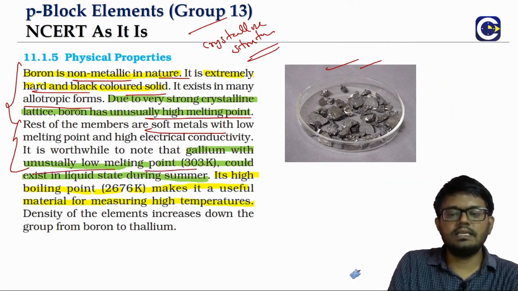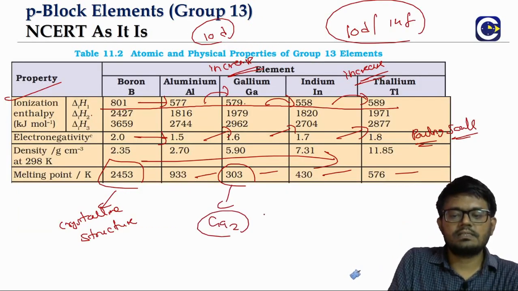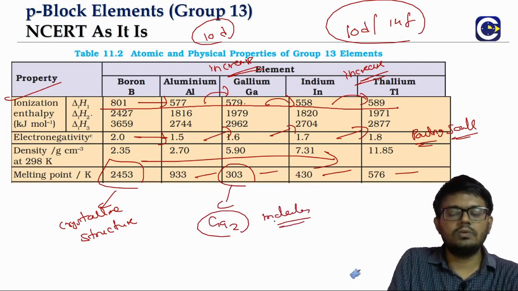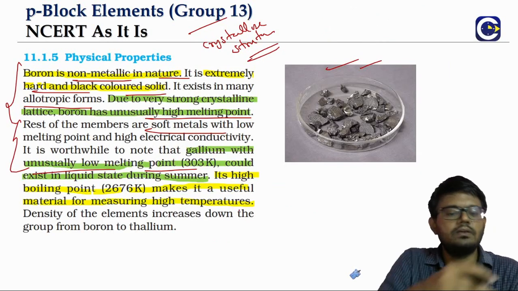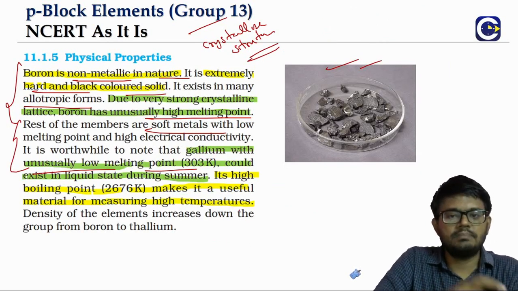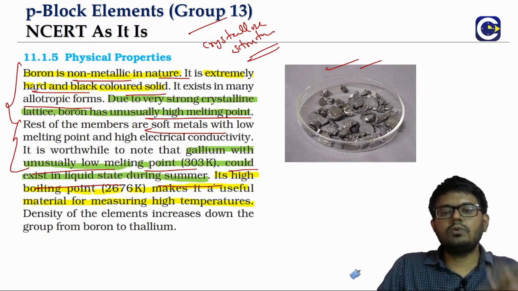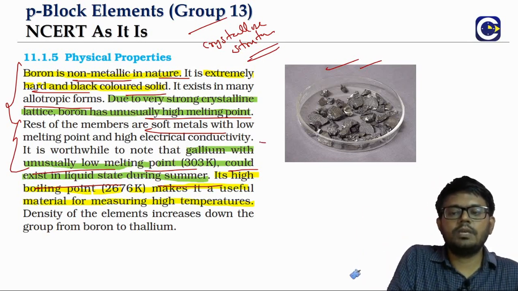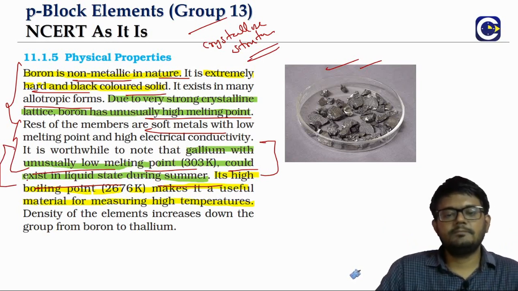It is because gallium will have a molecular existence, just like a normal Cl2. It will exist as Ga2 molecules. So what we will see is that even when you take this into your hand, the temperature of the body itself will be sufficient to melt it. And this could exist in the liquid state during summer, because summer will usually touch 303 Kelvin. So gallium, because of its low melting point, is a peculiar thing. It can just melt at 303 Kelvin.